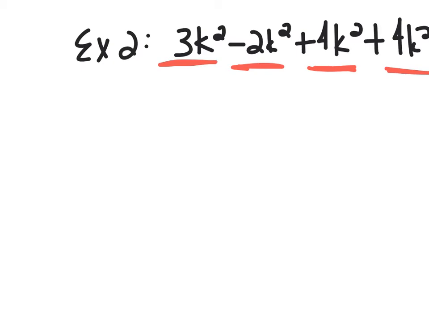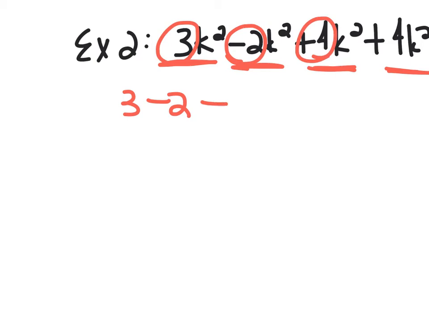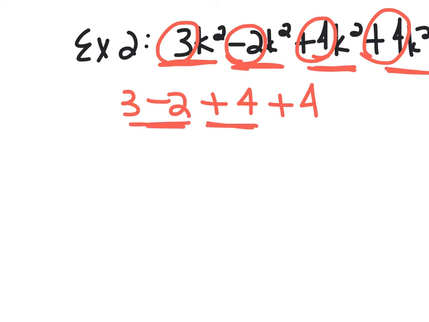So what I'm looking for is the number in front. I'm going to take the 3, the negative 2, the positive 4, and a positive 4 here. Now you can get out your calculator if you'd like and combine all of these. So 3 minus 2 is 1. 1 plus 4 is 5. 5 plus 4 is 9.